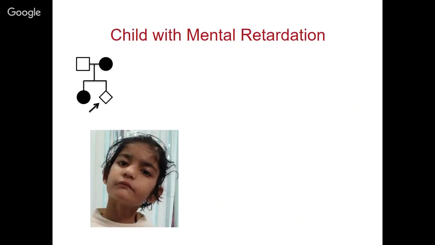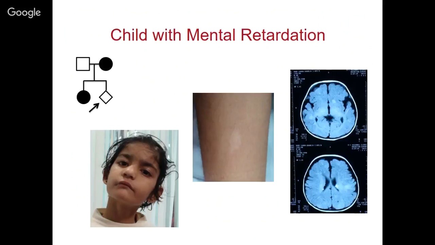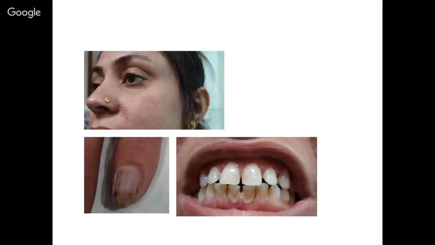So she was sent for a CVS for intellectual disability. Now, there is nothing like that. We have to ascertain the cause of the intellectual disability. So when we examined the child, we saw this cutaneous phenotype as well as the MRI phenotype, which suggested a diagnosis of tuberous sclerosis. And then we saw the mother.